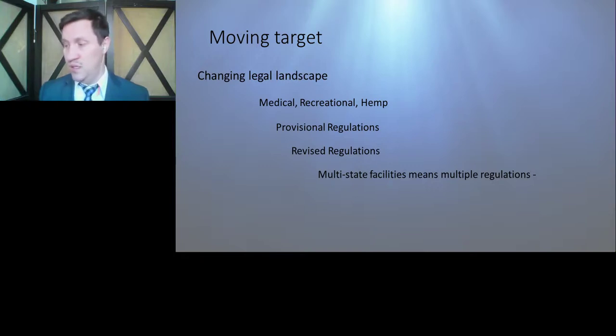Revised regulations. So we see states where their regulations were certainly not ideal, and they realized that, and then they changed them. So you've got to be aware of what those regulations are as they change, because you'll be responsible for them on an ongoing basis. And then some places have multi-state facilities, which means having multiple sets of regulations in order to be compliant. And so that can be a real big challenge. Hopefully someday we'll have regulations that are the same across state lines, but that's not where we're at right now.